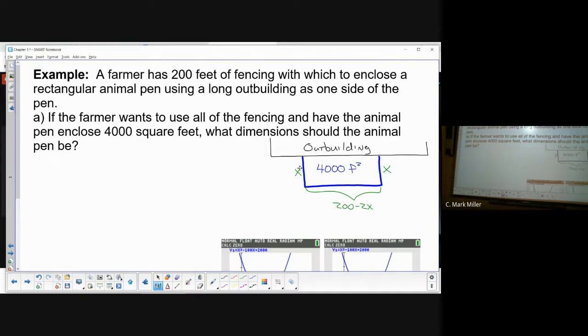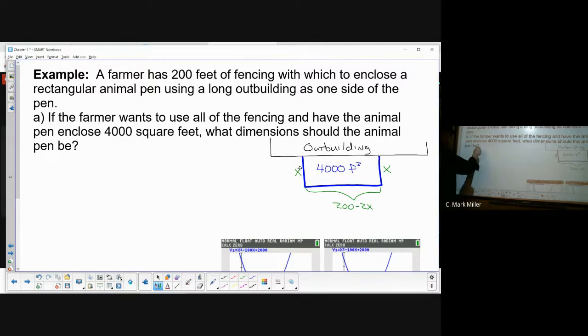Okay. All right. Everybody okay on the setup? I mean, there might be a different way. I could probably think of a different way. So we have some relationships up here. We know that it's got to be 4,000 square feet. What are the dimensions here?